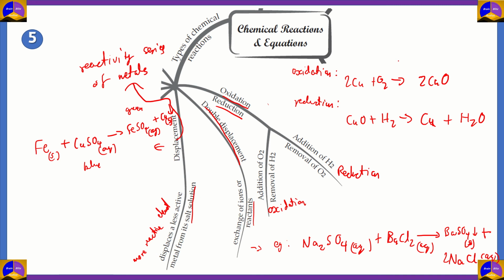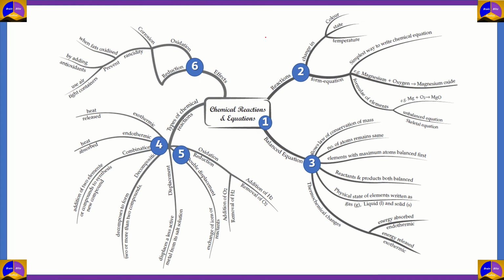So oxidation and reduction can happen in different reactions, but they also can happen in the same reaction. And when they happen in the same reaction, we call them redox reactions. So a redox reaction is where oxidation and reduction happen in the same reaction. So therefore, that completes the types of chemical reactions. Now let's look at some of the common effects that we can see which are due to chemical reactions.